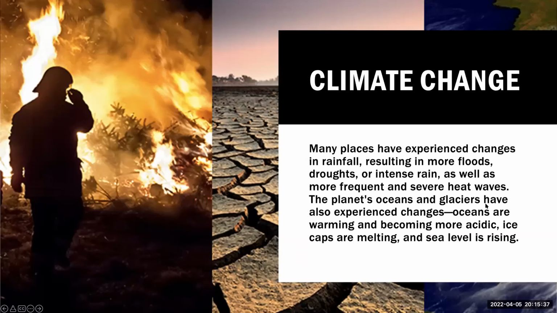Yeah. Okay. And then the climate change. Many places have experienced changes in rainfall, resulting in more floods, droughts, or intense rain, as well as more frequent and severe heat waves. The planet's oceans and glaciers have also experienced changes. Oceans are warming and becoming more acidic, ice caps are melting, and sea levels are rising.